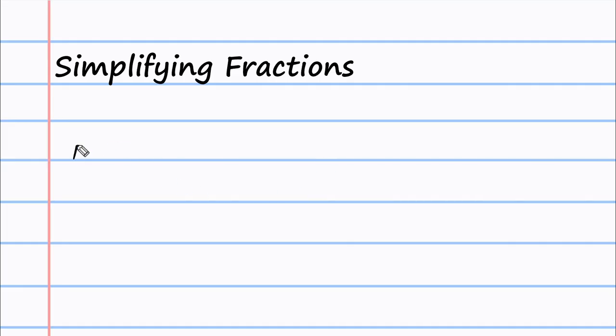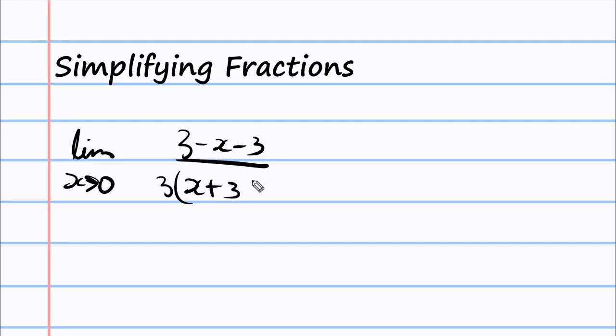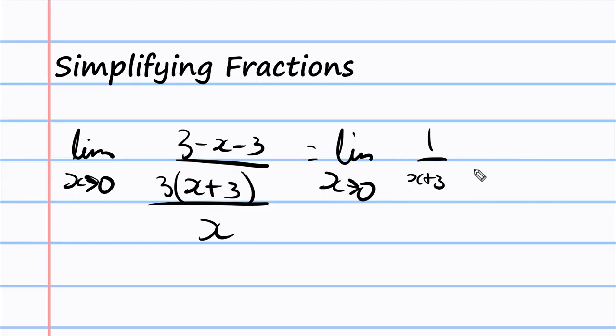Now you can combine the fraction and get the limit as x approaches 0 of 3 minus x minus 3, divided by 3x plus 3, all divided by x. This is the same as the initial function, the limit as x approaches 0 of 1 over x plus 3 minus 1 over 3, divided by x. These two are the same. We just rewrote this function.